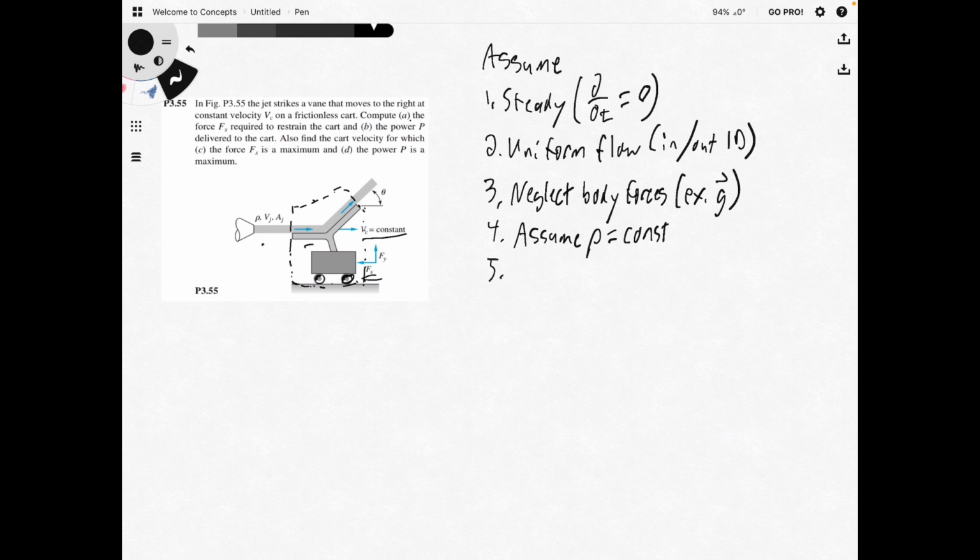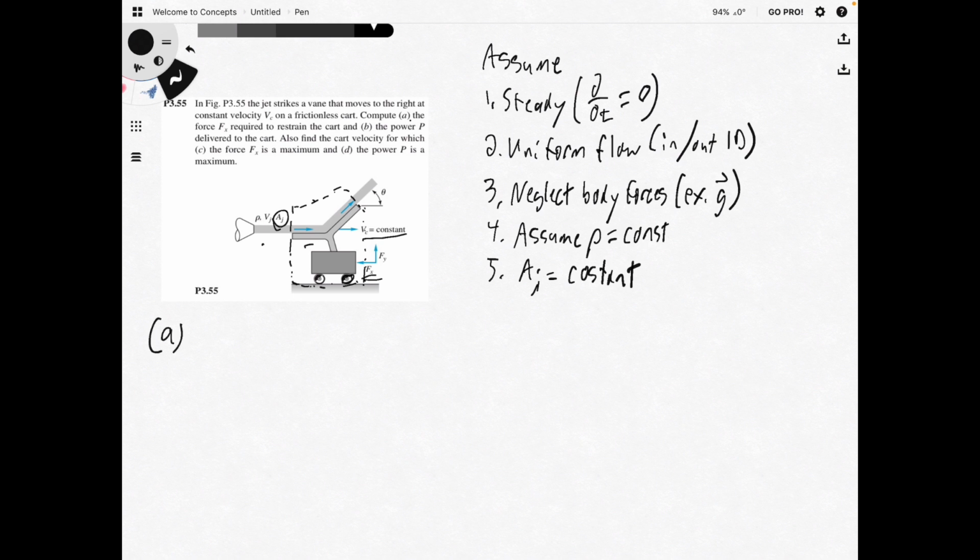And then fifth, I have to make some assumption about the area of the jet. As it's drawn here and based on what I'm given here, we're going to assume that the area of the jet is equal to constant. And we'll see how that works out when we work on the mass balance. So now for part A, we want to find the force Fx required to restrain the cart.